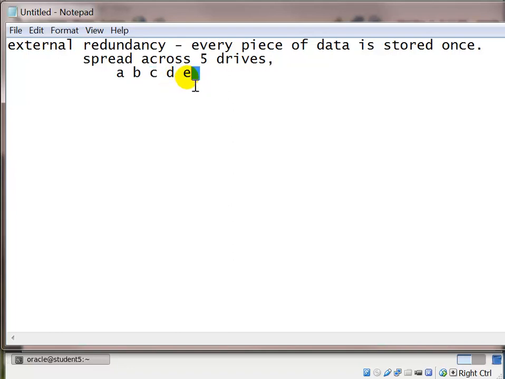External redundancy is ideal if you have an external SAN that has its own way of protecting your data. Okay, RAID 1, RAID 10, RAID 5, what have you. Okay, so long as you have a way to make sure that a loss of a physical drive, hard disk, does not cause the drive to disappear from ASM perspective.